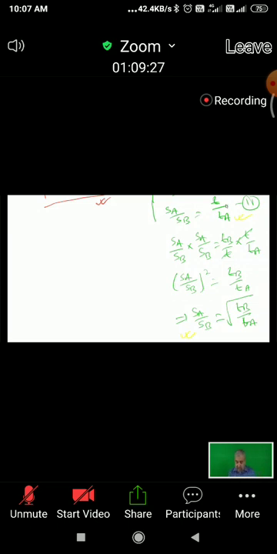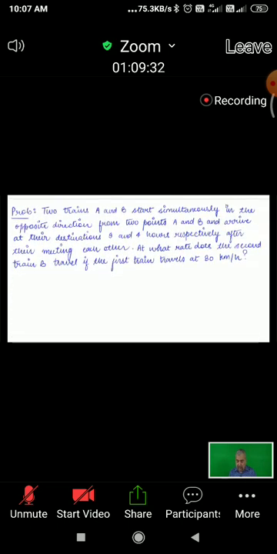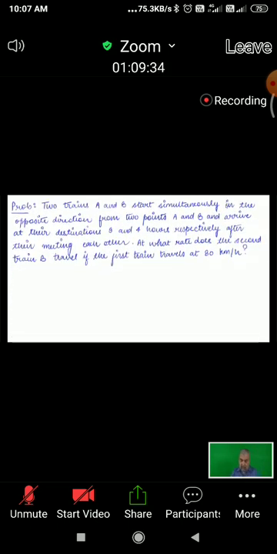Now try to use this formula in the next question. Here is the question. Two trains A and B start simultaneously in the opposite direction from two points A and B and arrive at their destination 9 and 4 hours respectively after meeting each other. At what rate does the second train B travel if the first train travels at 80 km per hour?